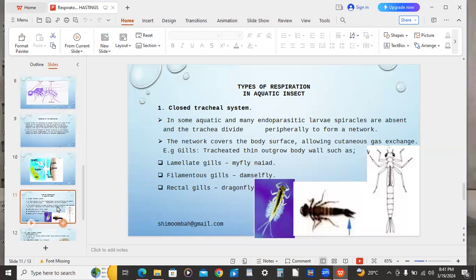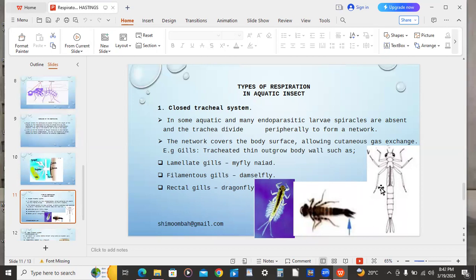For example, we can talk of gills. These are tracheated thin outgrowths of the body wall, such as the first one, the ramified gills, which are found in the mayfly naiad, which is this one. The second one is the filamentous gills, which are found in the damselfly, which is this one. And the last one from the closed tracheal system is the lamellate gills, which are found in the dragonfly.